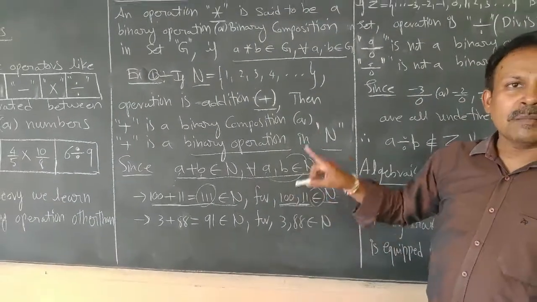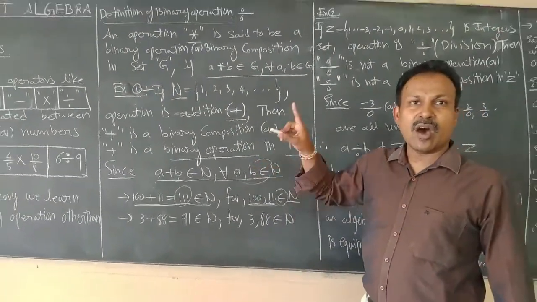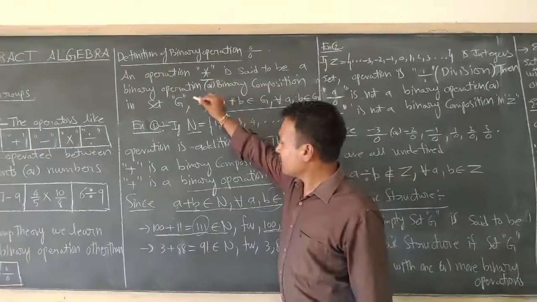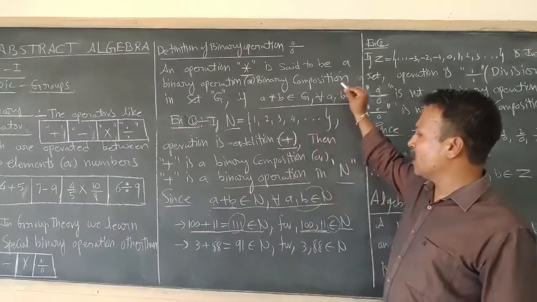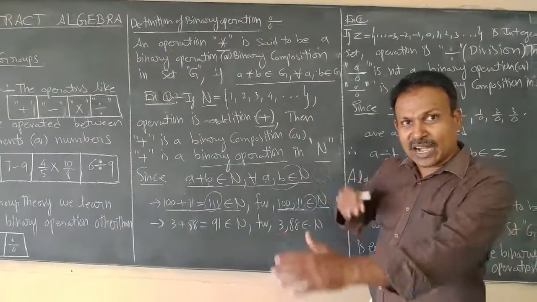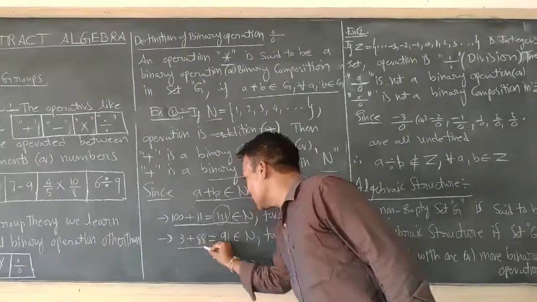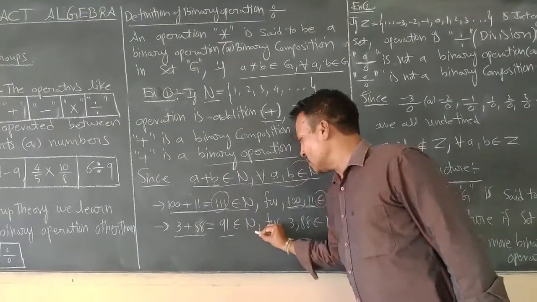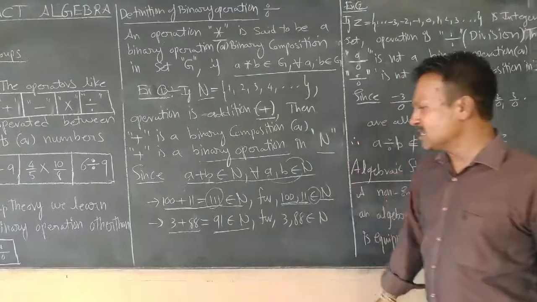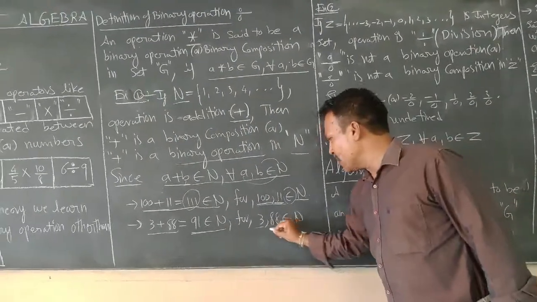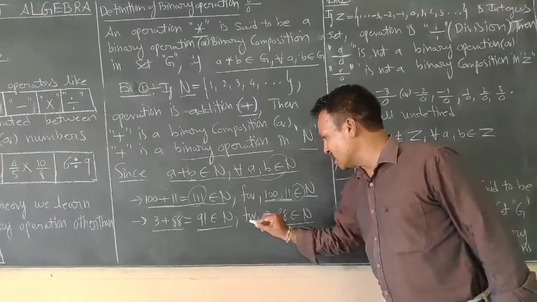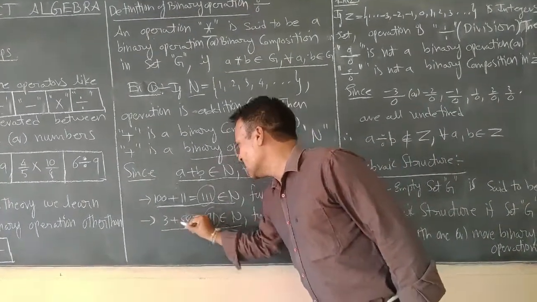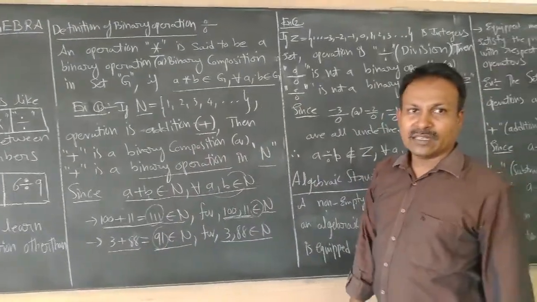Therefore, plus is a binary operation, or a binary composition, right? If I go for another example, 3 plus 88 is 91. If we see the set of natural numbers, 91 is present in the set of natural numbers. So for 3 and 88, which are present in the set of natural numbers, the resultant value is 91. When these two elements are added, the resultant value is 91.